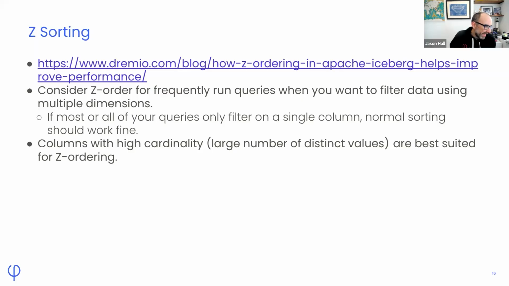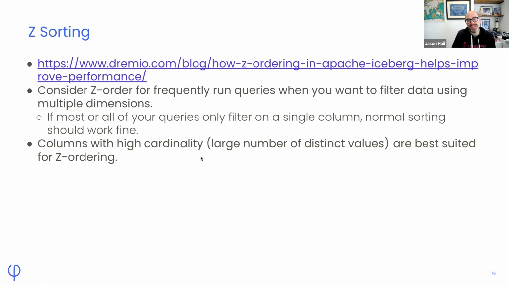Now, there is an advanced topic as it comes to sorting. I'm not going to spend a lot of time on it because, to be honest with you, it's very complex. There's some really good content out there for better understanding both Z ordering fundamentally from a mathematical perspective, as well as how it adapts into Iceberg. Fundamentally, the best way I like to describe Z sorting is it can be useful when you need to sort by multiple columns, both of which have high cardinality.